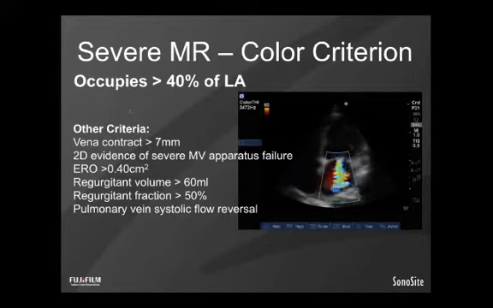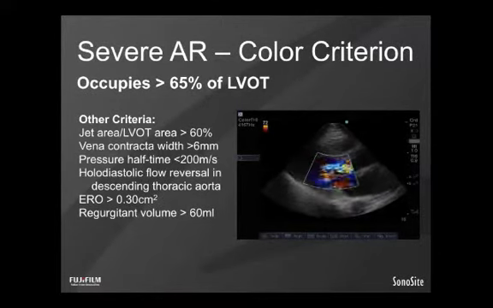Other criteria for severe mitral regurgitation are listed below, and without going into them in any great detail, I want to comment on vena contracta, which is, if it's greater than 7 millimeters, is a severe lesion, and we will review that in a moment. Severe aortic regurgitation by color is a lesion that occupies greater than 65% of the left ventricular outflow tract.